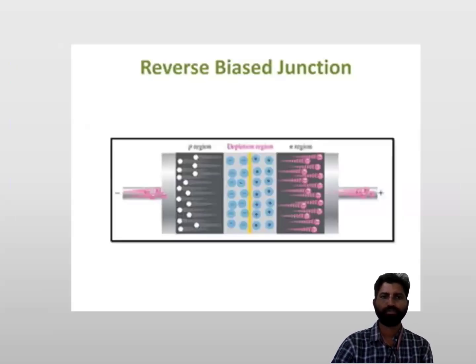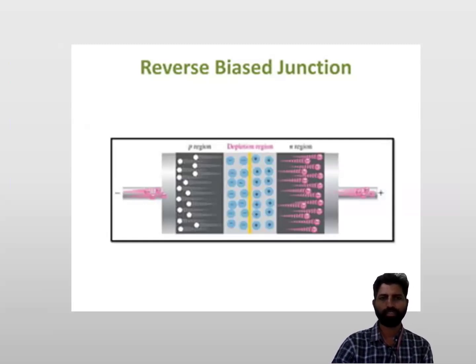You can see in this diagram, the negative terminal is connected to the P region and the positive terminal is connected to the N region. Due to this, a supporting electric field, supporting voltage, is applied to the depletion region. So the depletion region is increased in this case, and more immobile ions will be present in the depletion region as the electric field extension increases.